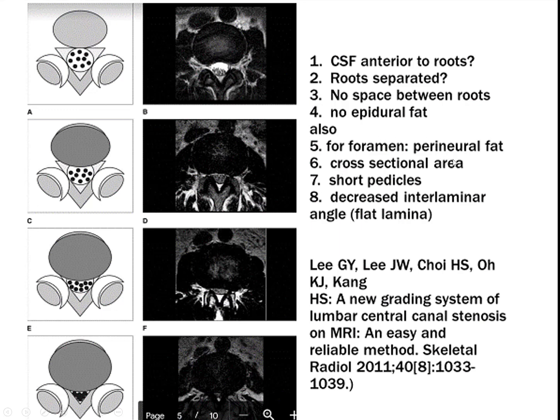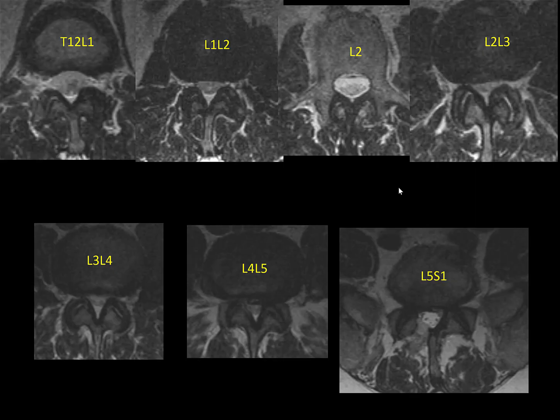And then you can always do the old way to describe it, which is just cross-sectional area. You can describe how short the pedicles are, and you can describe the angle. But I like this because it's a description of the spinal canal, which helps. So if you go backwards to this guy, you see here there's very little epidural fat. You cannot see the nerve roots.